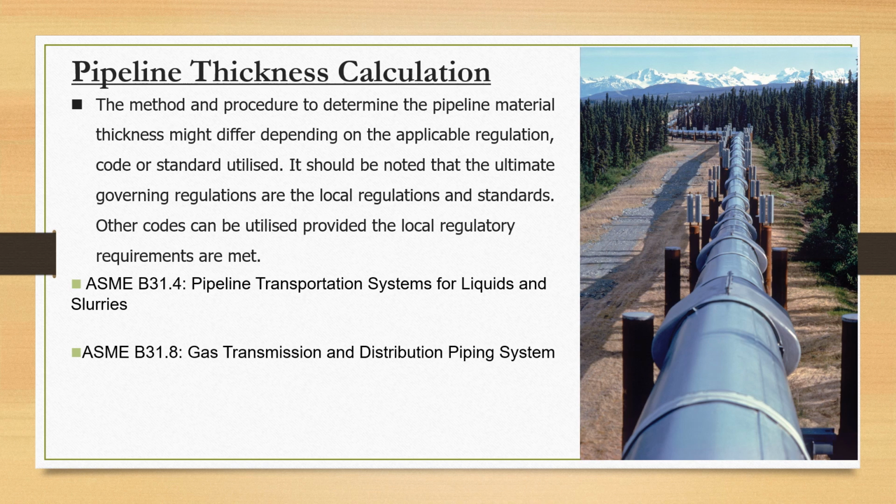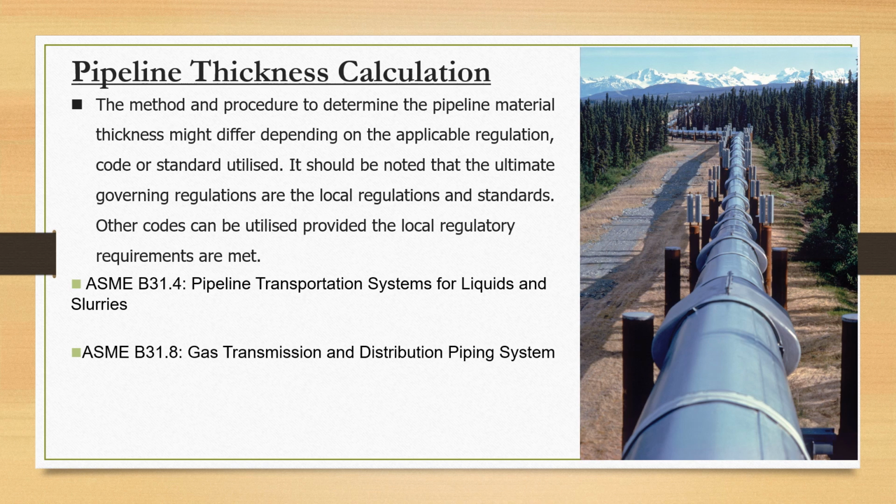Now, there are various regulations, codes, and standards that govern the pipeline thickness calculation methodology. The method and procedure to determine the pipeline material thickness might differ depending on the applicable regulations, codes, or standards utilized. It should be noted that the ultimate governing regulations are the local regulations and standards. Other codes can be utilized provided the local regulatory requirements are met.